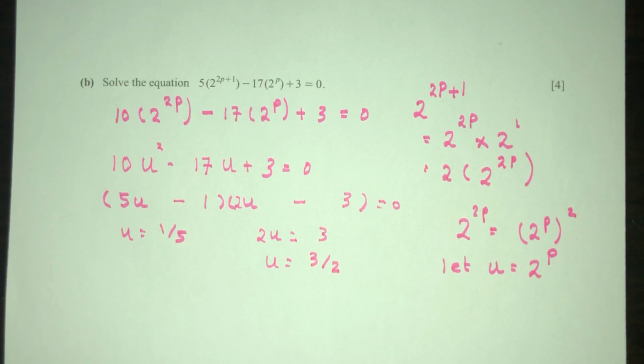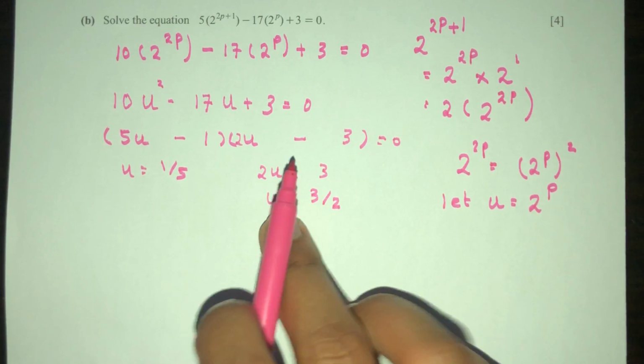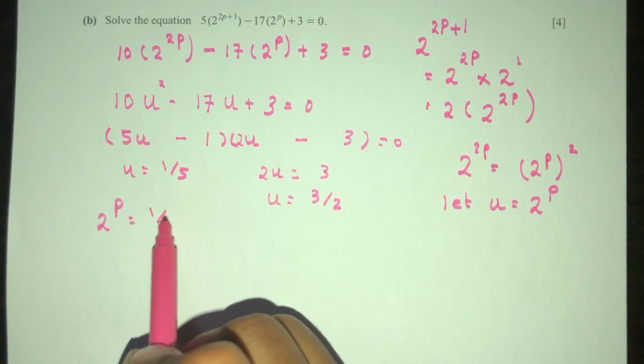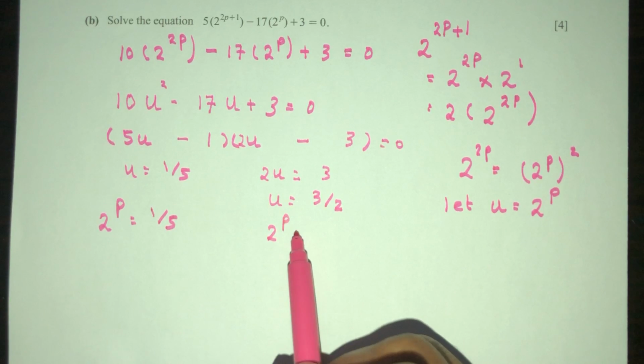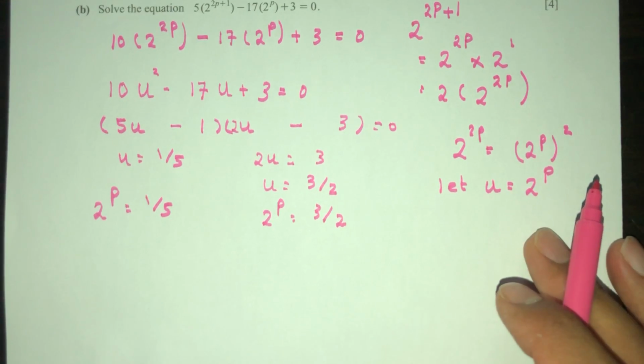So in the end, obviously we're not trying to find the value of u, we're trying to find the value of p. So replace u back by this. We'll have 2 power p is equal to 1 over 5, and 2 power p will be 3 over 2. Now to solve for this value, we have to use ln on both sides.